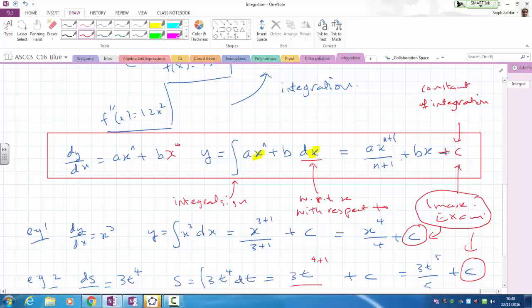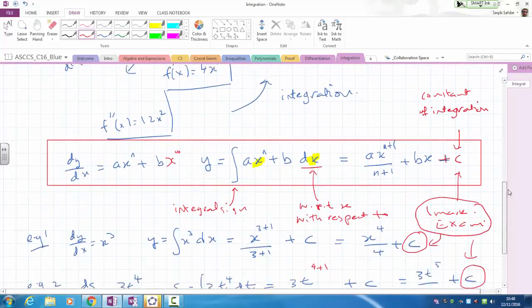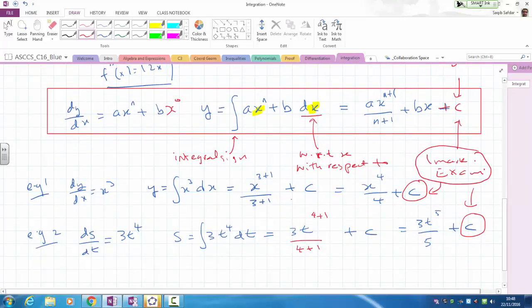Now, look, if you were to differentiate bx, you'll end up with b. So that's essentially what it is. The integration is a reverse of differentiation, and we do it by raising the power by 1, dividing by the raised power, doing that for all the terms, and then adding a constant of integration. Is that clear? Is that okay?